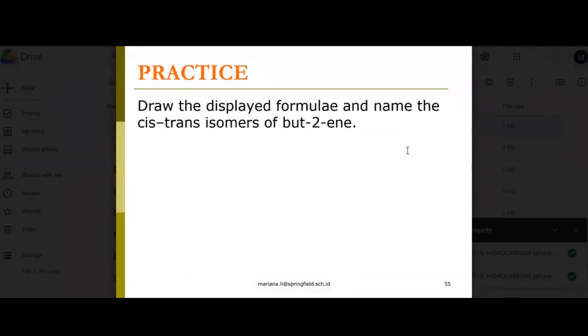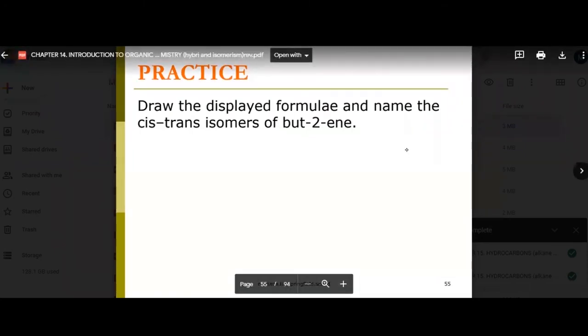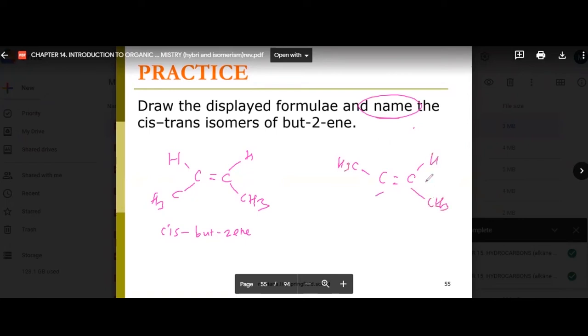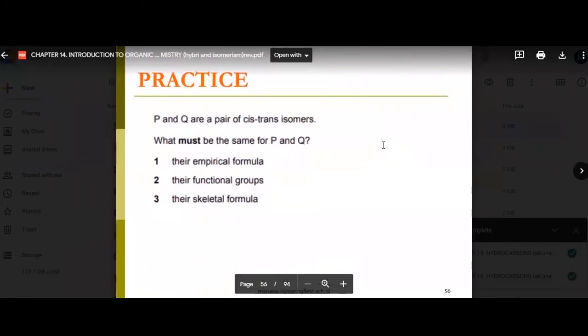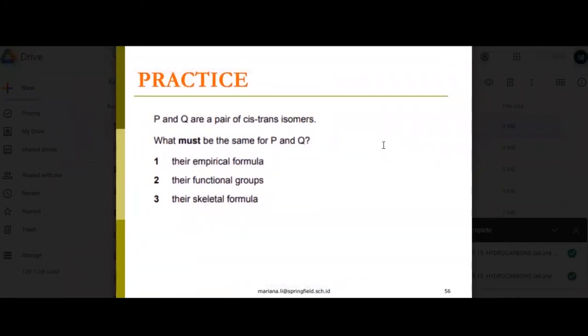Draw the displayed formula and name the cis trans isomers of but-2-ene. I already drew it just now. So this is the cis isomer, cis-but-2-ene. This is how you give the name. This is trans-but-2-ene. Okay, let's try. Pause the video.